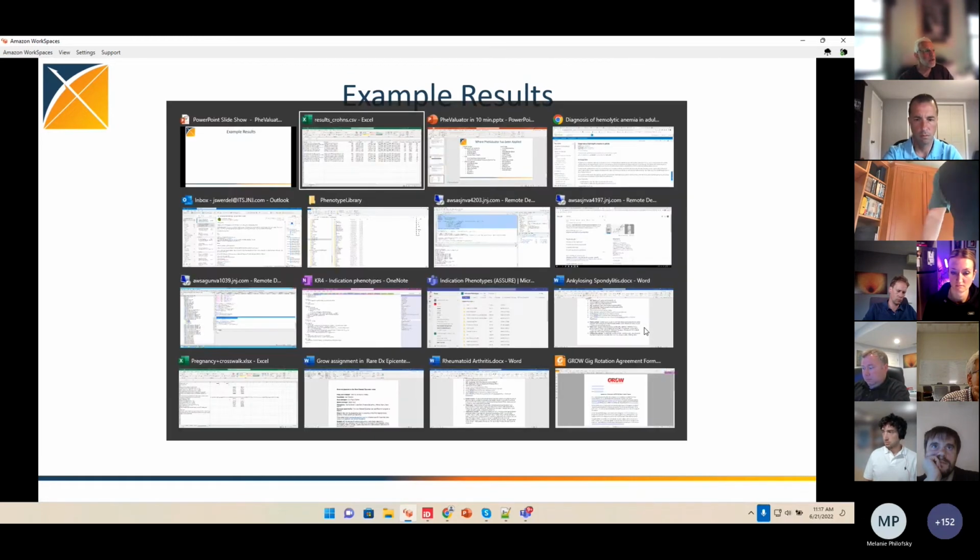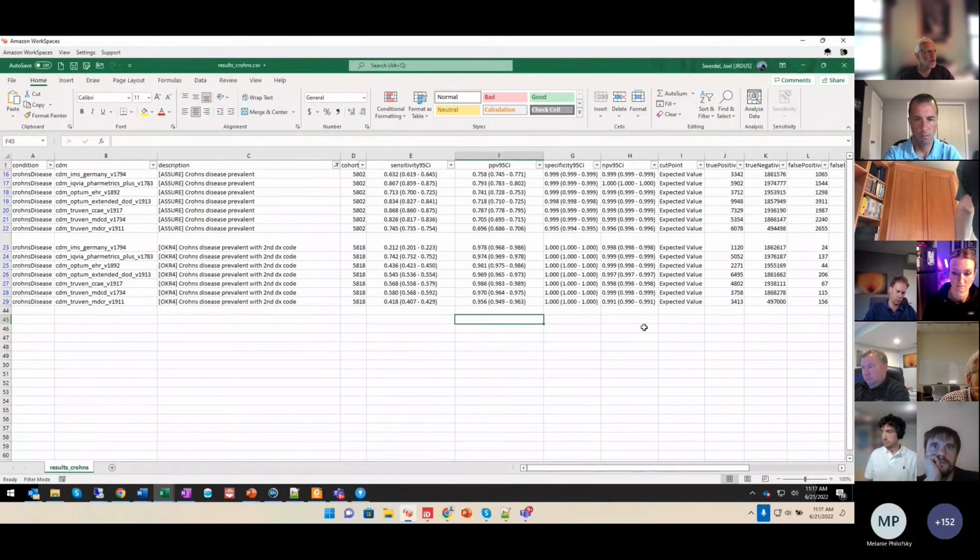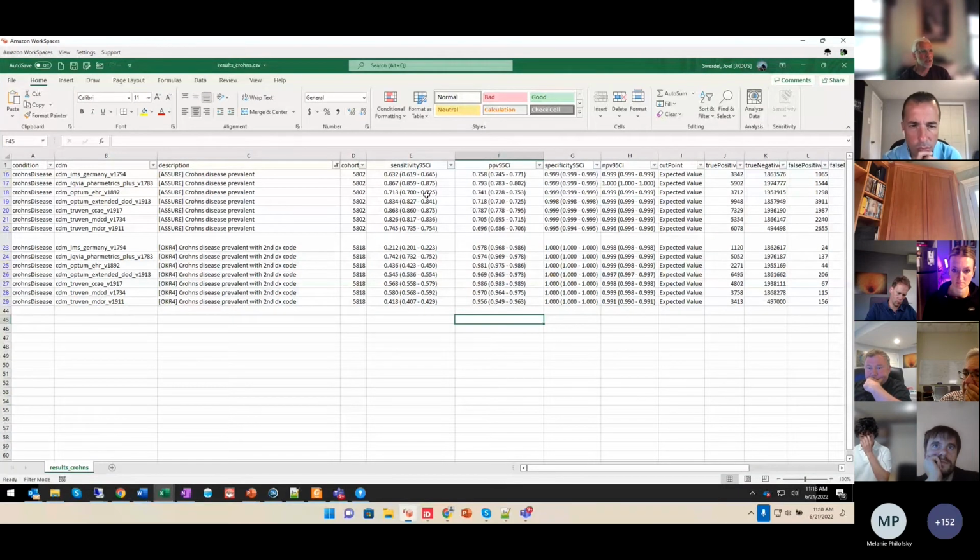Let me give you an example of the results that we might see. This is an example that we see for Crohn's disease. So PheValuator can run across multiple databases and look at multiple algorithms that you might have for those different databases. In this case, we have a single-coded prevalent algorithm and a dual-coded prevalent algorithm, one where you look for a second code at a different period in time. From there, you can see all the performance characteristics, for instance, sensitivity, positive predictive value, specificity, and negative predictive value, plus the 95% confidence intervals.